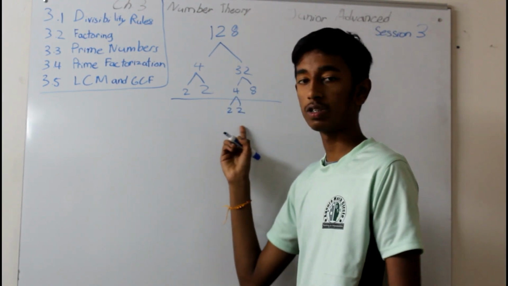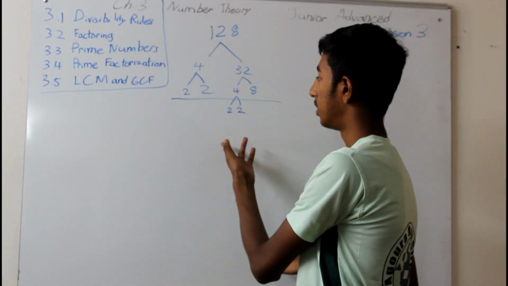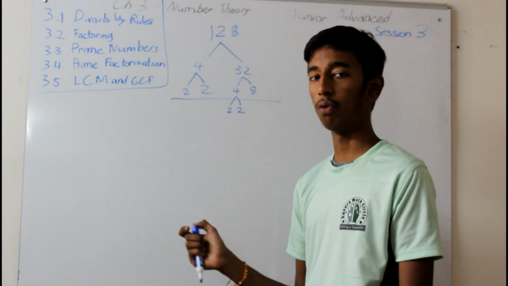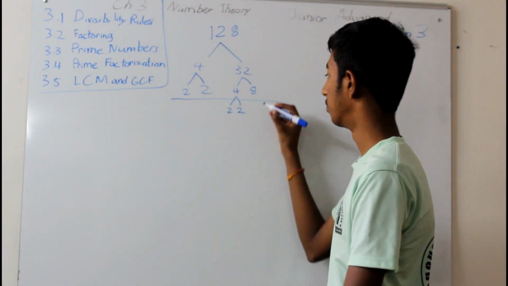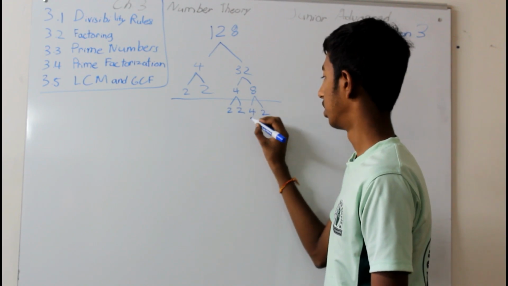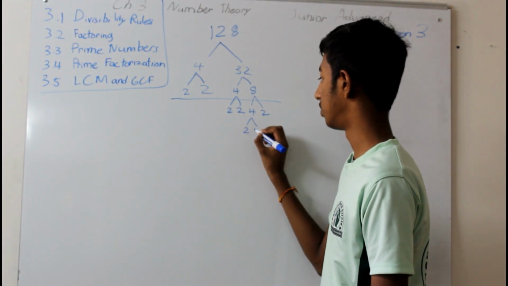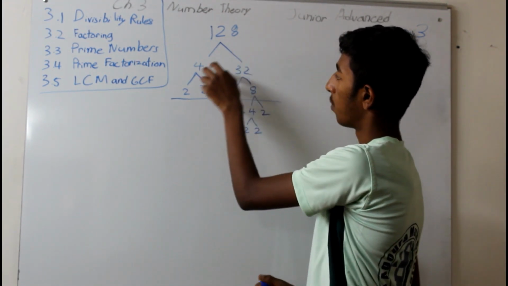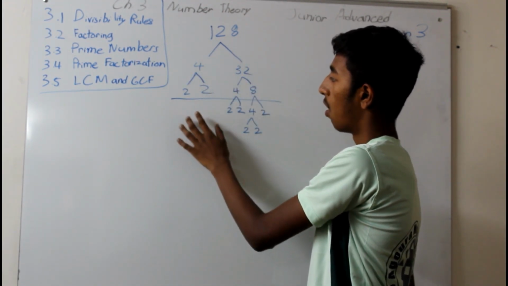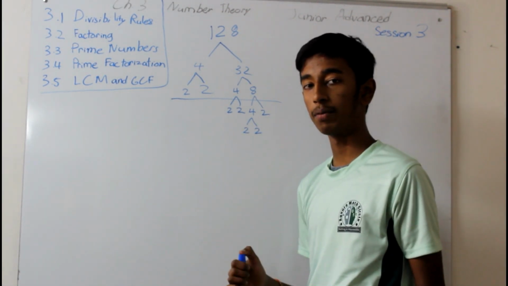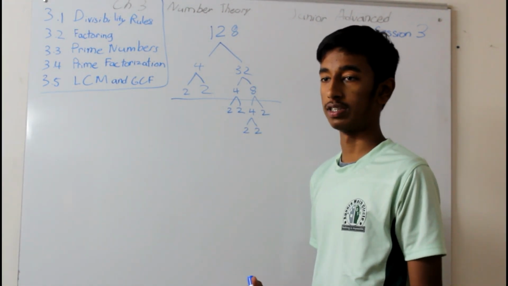Now since 2 is prime, you can't break it up into any more numbers because the only other number you can break this into is 2 and 1, which is basically the same thing as 2. Then 8 can be broken down into 4 and 2, and 4 can be broken into 2 and 2 again. So what we've done right here is we've taken the number and we've broken down its factors all the way till we get prime numbers. Once we get prime numbers, that is the end of our prime factorization.